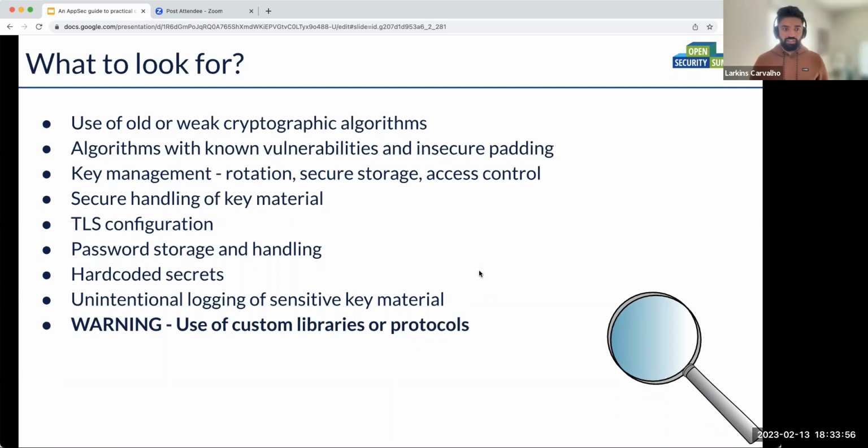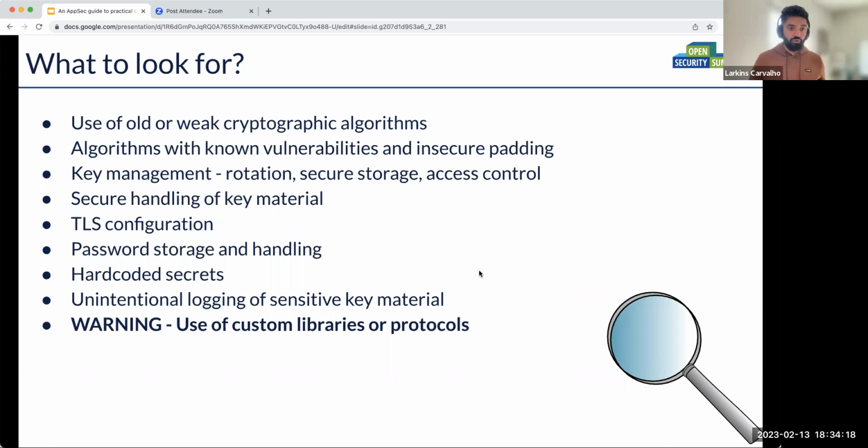Secure handling of key material. Secure handling of key material goes hand in hand with logging of sensitive key material. So key material is the heart of cryptography. If we are not handling it right, that means we might have issues even though we have designed a very secure system. We need to take a look at TLS configuration.